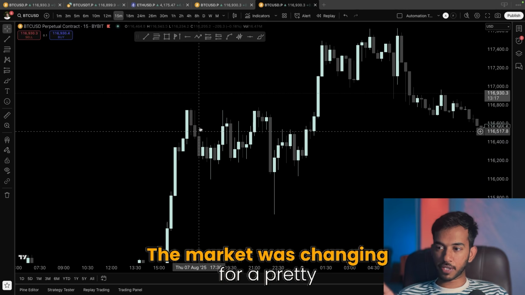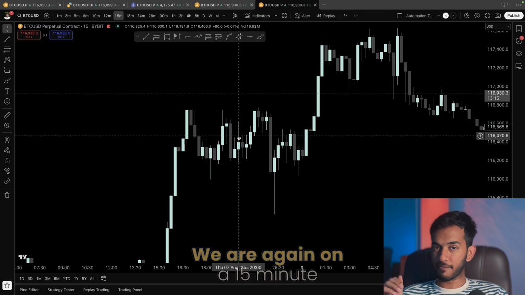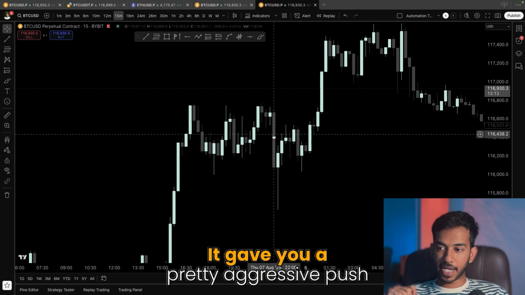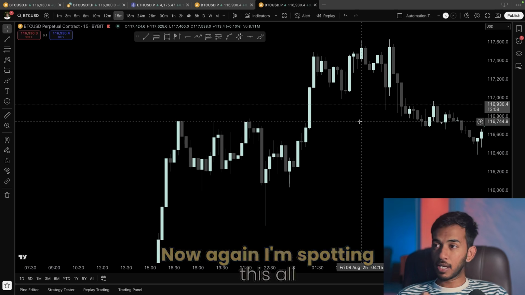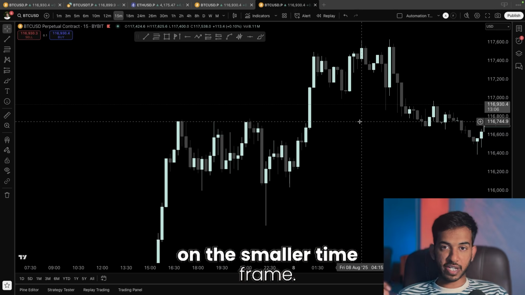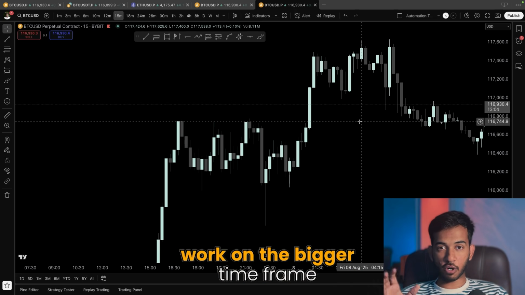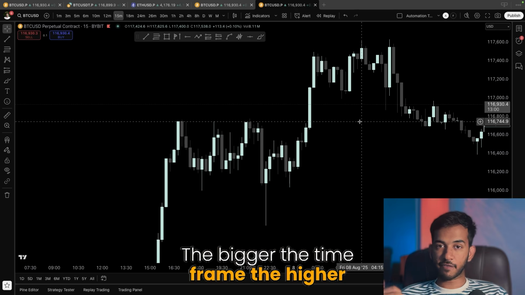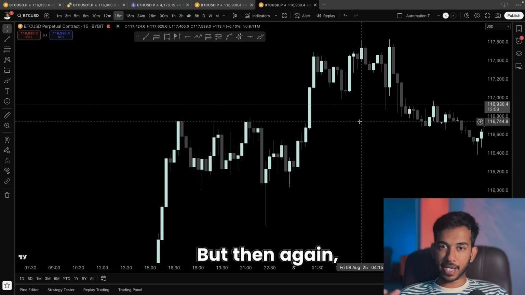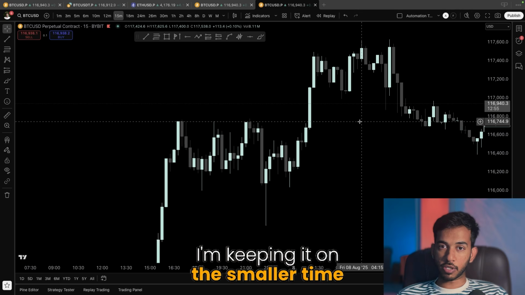Now we can spot the same scenario here. All right, the market was ranging for a pretty long time. We are again on a 15-minute time frame. It gave you a pretty aggressive push towards the downside, and after that it just reversed. Now again, I'm spotting this all on the smaller time frame, but all of these things actually work on the bigger time frame as well. So time frame does not actually matter. The bigger the time frame, the higher the confirmation is, but just for the sake of understanding, I'm keeping it on the smaller time frame.